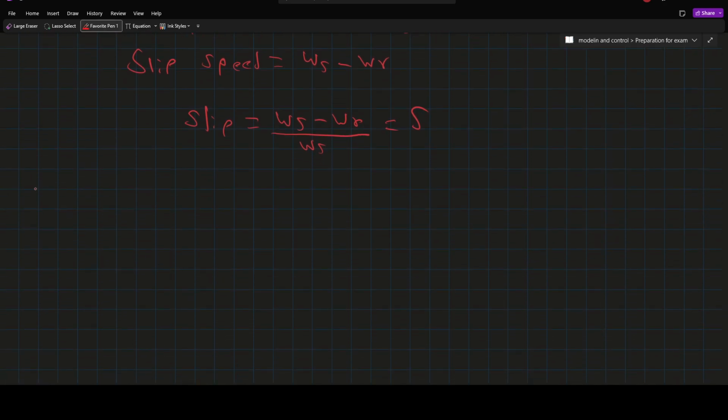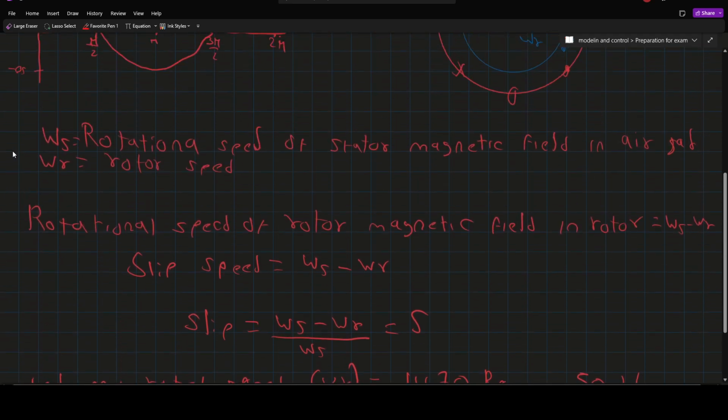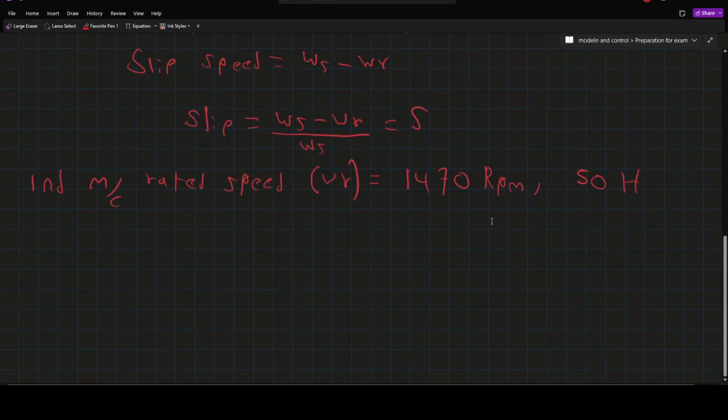So for example, if we have an induction machine with a rated mechanical speed, what is it? It is our omega r, our speed in the rotor, and we said it is 1470 RPM, and we have a frequency of 50 Hertz. Okay, so what is gonna be the rotational speed of the stator magnetic field? That's what in other videos we saw as the synchronous speed.